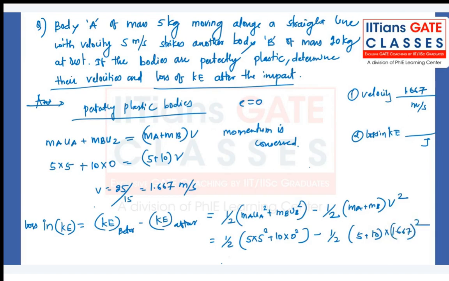So it's 5 into 5 square. 5 square is 25 divided by 2, 12.5 into 5, minus again 15 by 2 is 7.5 into 1.67 whole square. You should get close to 41.65 joules. 41.65 joules.